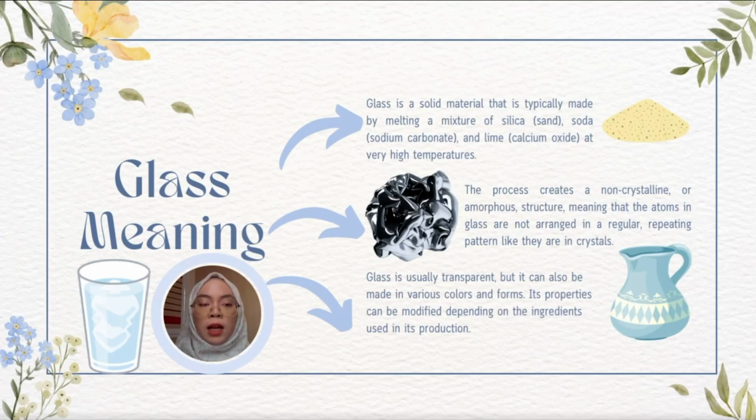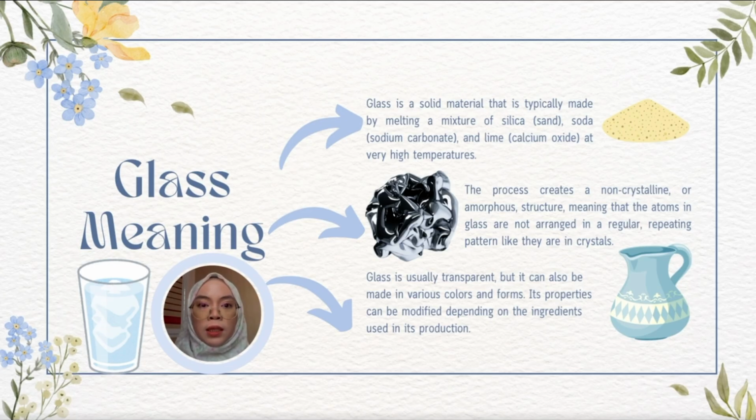For introduction, I will give you an explanation about glass. Glass is a solid material that is typically made by melting a mixture of silica, which is sand, soda, which is sodium carbonate, and lime, which is calcium oxide, at very high temperatures.